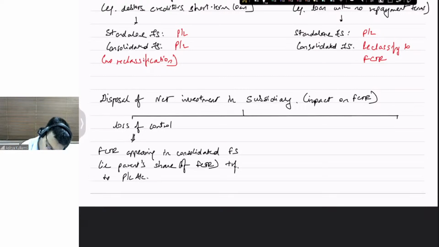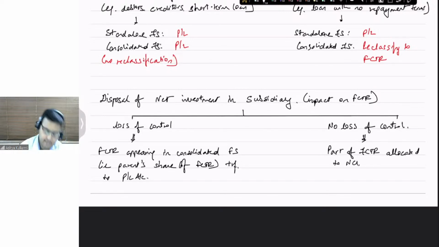Whereas in case there is no loss of control, part of FCTR, you will just allocate it to NCI. Okay. You will allocate to NCI. That's it.